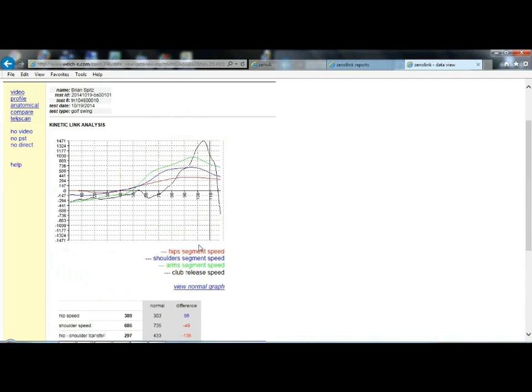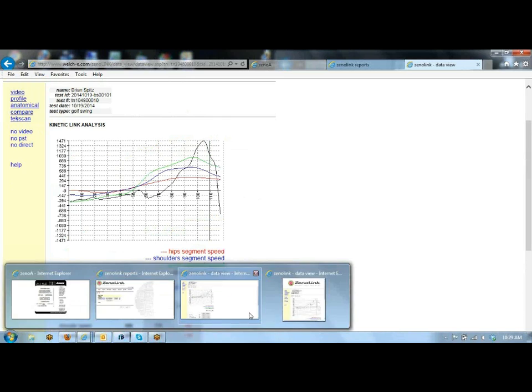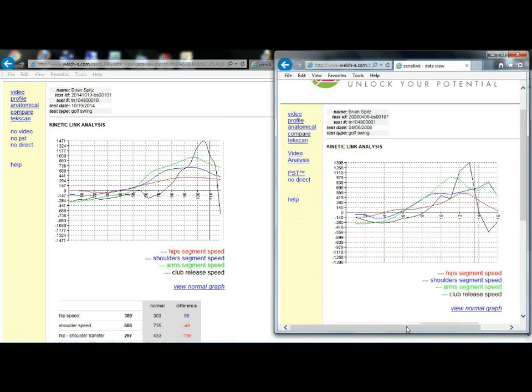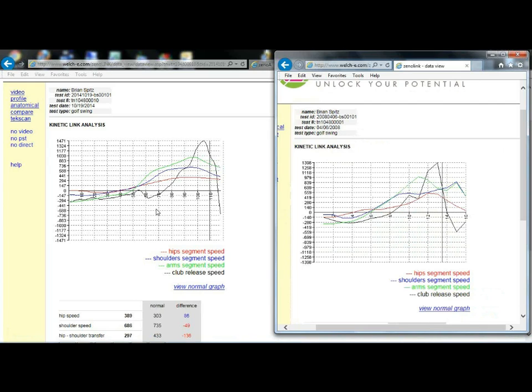Let's take a look real quick at where we were before. Obviously, we're looking at two different frame rates here, so it's not the best direct comparison, but we had a very nice kinetic link before, and we had slightly better, to some degree, intersegmental relationships. Although you can see that torso to arms is pretty similar.